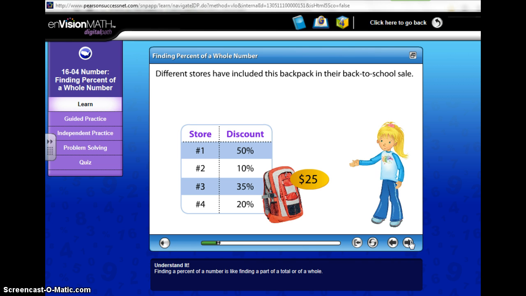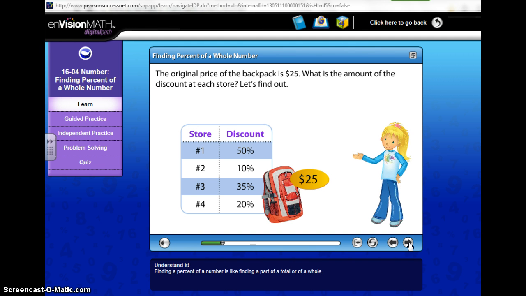So even though it's the same backpack, it's on sale for different amounts. So of course you know which store you would probably want to go to, but what we really need to figure out is what would be the price at each of these stores. So the original price is $25. What is the amount of the discount? So what operation do you think you would use?